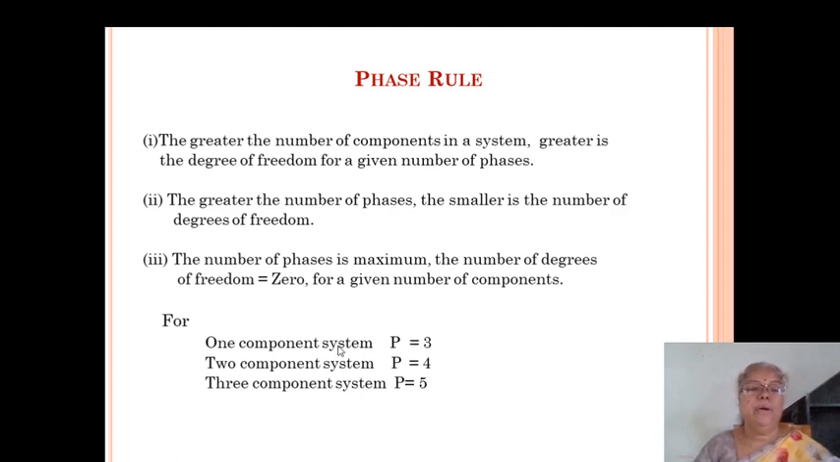Then remember, while studying the one component systems, two component systems and three component systems, you will understand how in case of one component system, three phases are in equilibrium. In case of two component systems, four phases are in equilibrium. And in case of three component system, there exist five phases.